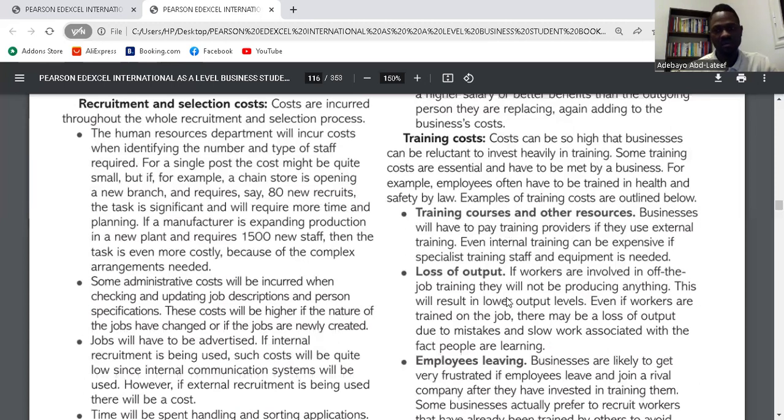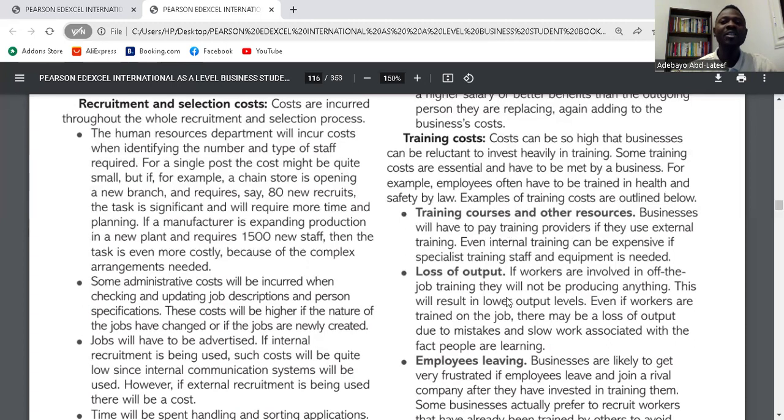Another cost is training. Costs can be so high that businesses can be reluctant to invest heavily in training. Some training costs are essential and have to be met by a business. So training is also expensive, and firms or businesses might feel reluctant in taking through training. So there are some costs that have to be incurred during the training process.